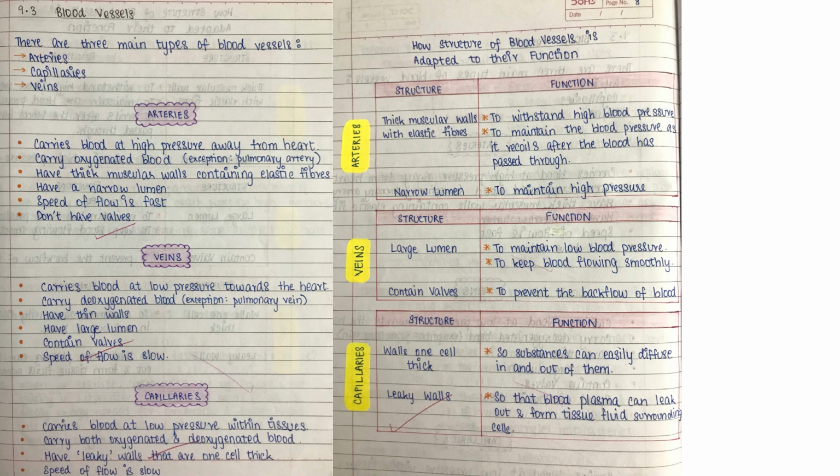Capillaries have walls which are one cell thick. So this allows substances to easily diffuse in and out of the capillaries. And capillaries also have leaky walls so that the blood plasma can leak out to form tissue fluid which surrounds all the cells.